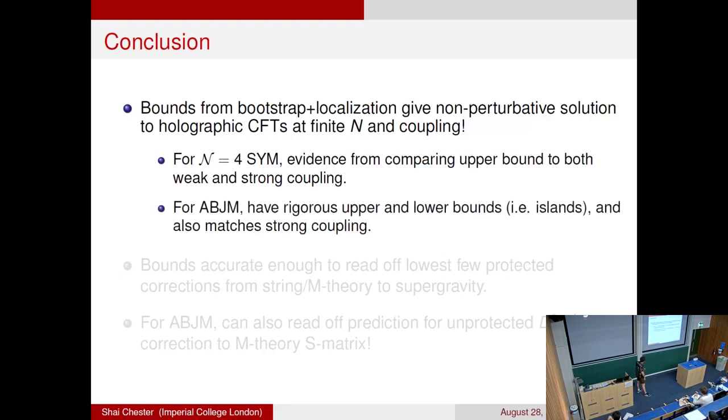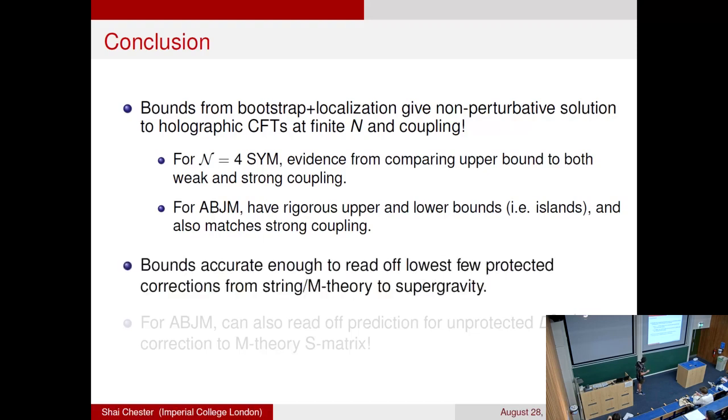Whereas for ABJM, we actually have both rigorous upper and lower bounds. We have islands, so in that case, the story is just completely rigorous. We have just solved the theory non-perturbatively, and as a consistency check, indeed, it matches strong coupling. What's cool about these bounds is that so far they're already accurate enough to read off the lowest few protected corrections from string and M theory to supergravity.